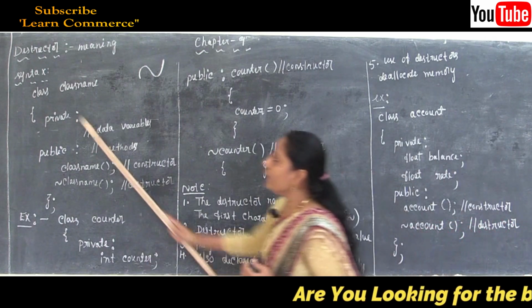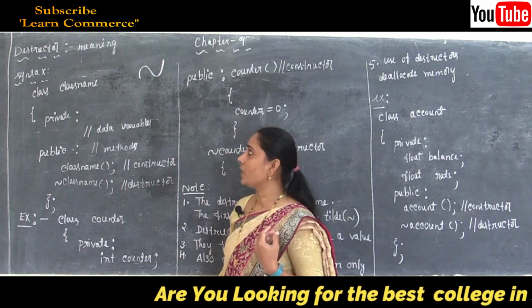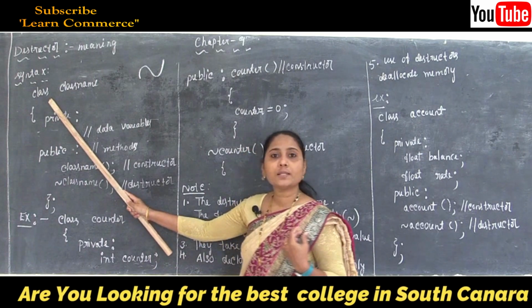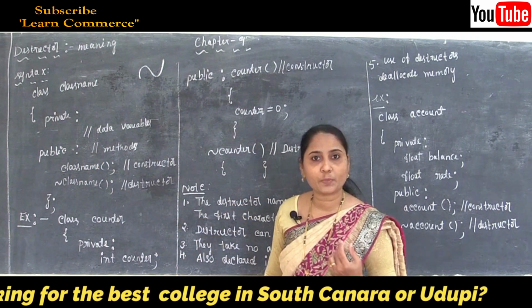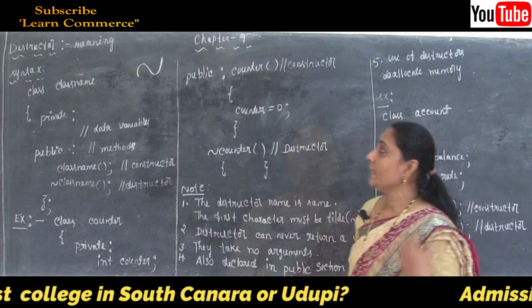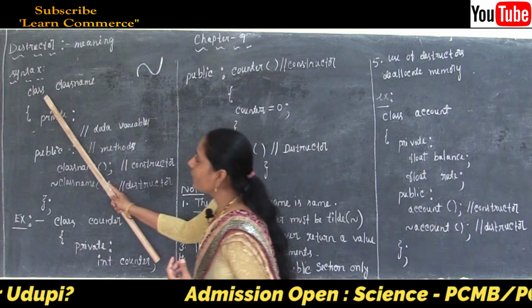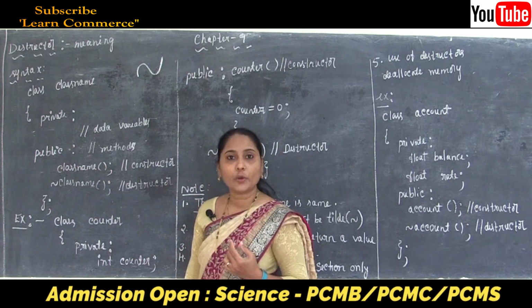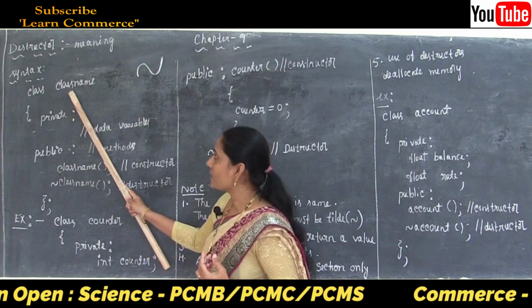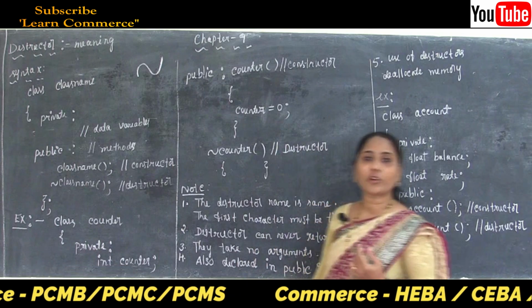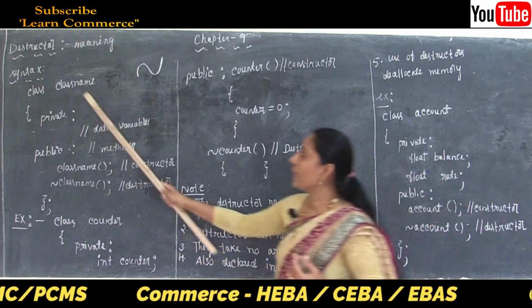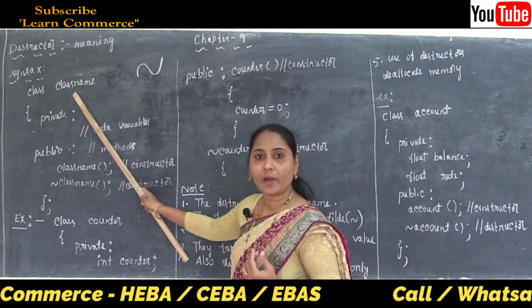Now let's see the syntax of the destructor. As we know, class is the keyword. Clear this point here? Let's see the syntax of the destructor. In the syntax, the keyword class is used, followed by the class name. The name we use for the class name is called the user defined name.